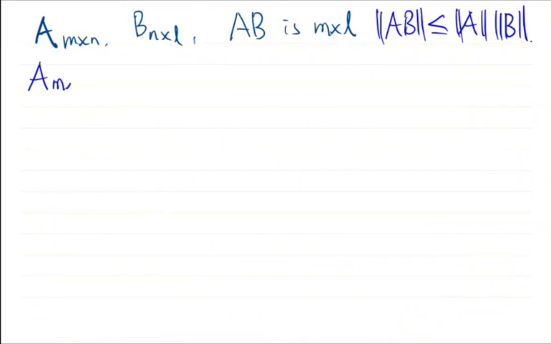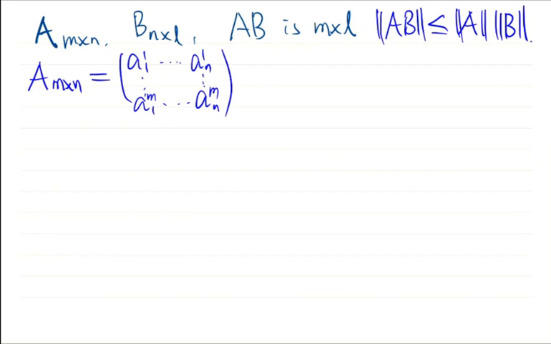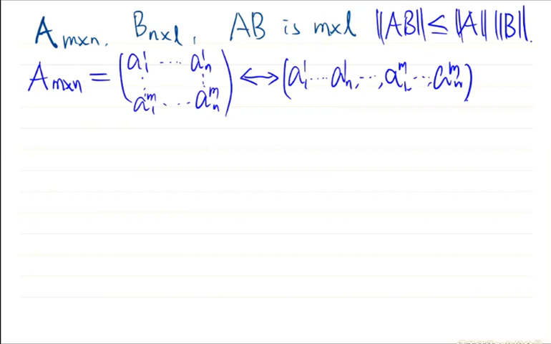A matrix A, an m by n matrix, with entries A11, ..., A1n, up to Am1, ..., Amn, can be considered as a point in R^(mn). That is, we arrange the rows, the first row of the matrix A, then the second row, finally the m-th row, the last row of the matrix. Therefore, altogether there are mn components. So this is a point in R^(mn).